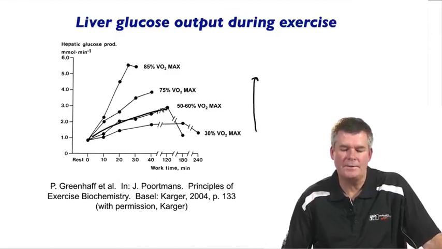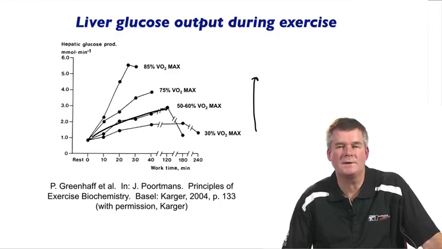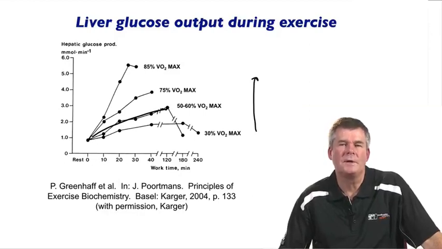And you'll note at the lower intensities here, where the exercise duration is extended, that eventually the liver is unable to maintain the same rate of glucose output and it starts to decline. And in the absence of carbohydrate supplementation, it's at this point, if the muscles are continuing to take up glucose, that the plasma glucose levels start to decline.